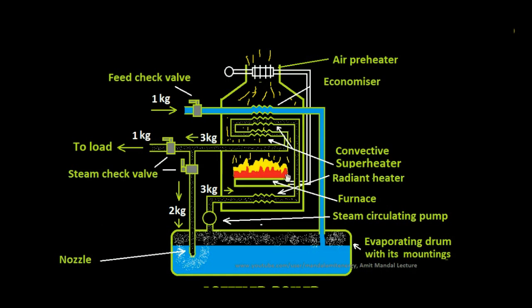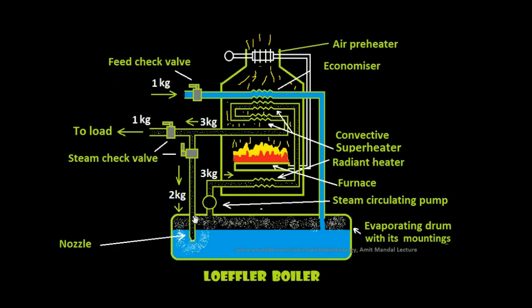That air which is required for combustion in the furnace, it is preheated so that combustion efficiency can be improved. Now what is the advantage? Through the heating tubes you can see only steam is passing, and steam doesn't contain salt, so salt always remains in the evaporating drum itself. Okay, so in this way the tubes are not damaged due to salt, as well as heat transfer rate is enhanced.